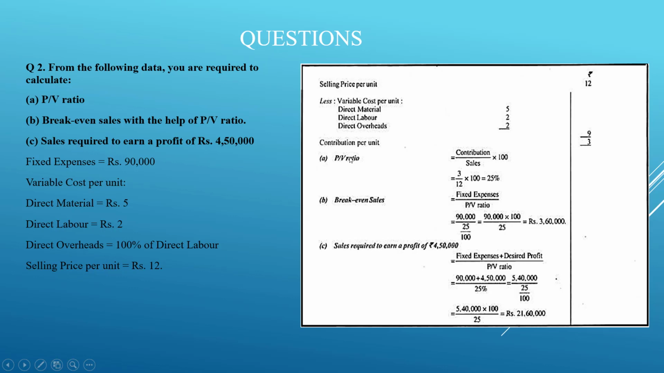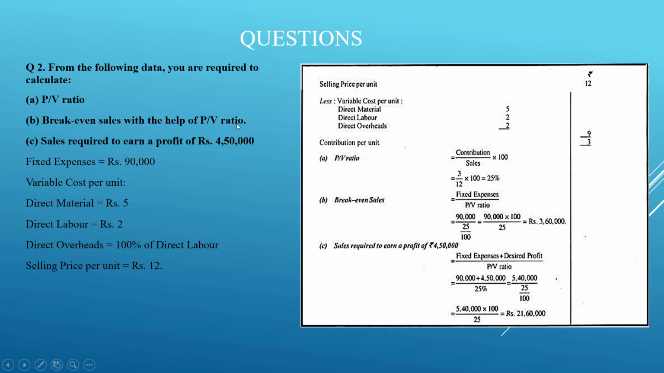Okay. Now PV ratio, what is the formula for PV ratio? Contribution divided by sales into 100. Now what is the contribution we got just now? 3. 3 divided by sales. Sales means the selling price per unit. Okay, 12. 12 into 100, that is 25%. So PV ratio will always be denoted with percentage. Okay. Next is break-even sales.